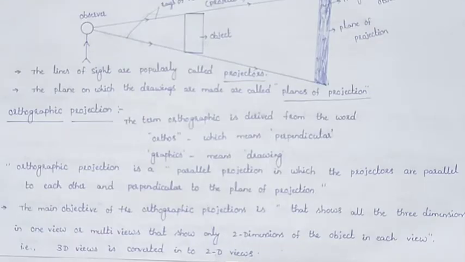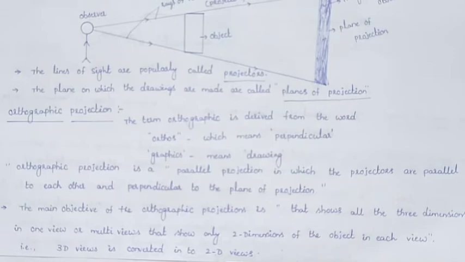And coming to the orthographic projection. Orthographic projection is derived from two Greek words, ortho and graphic. Ortho means perpendicular and graphic means drawing. So orthographic means perpendicular drawing.